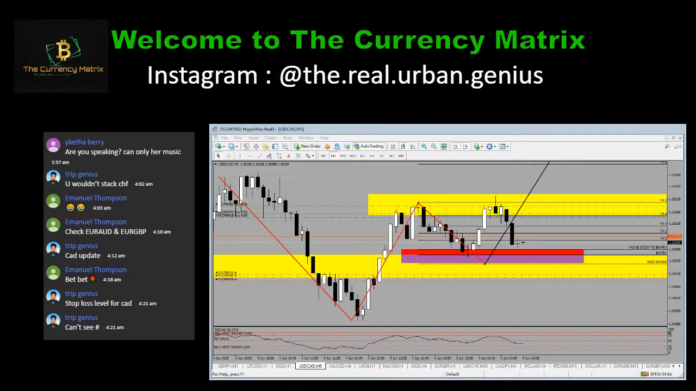Anybody on a binary options account right now? $35 flat. 1.35 flat. And if 1.35 flat is broken, as I said before, we're going to be continuing.